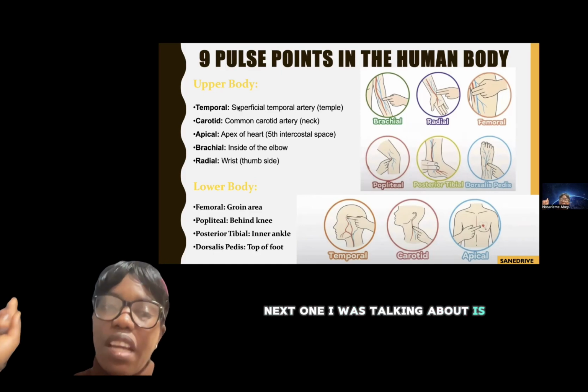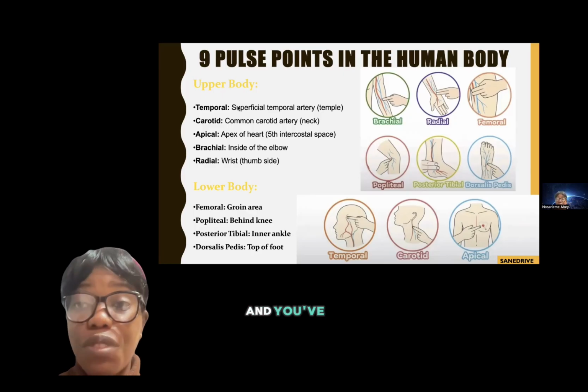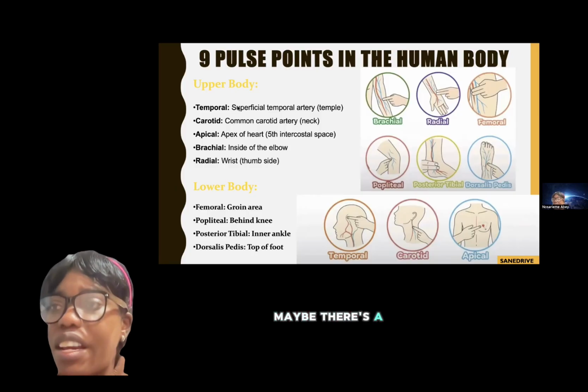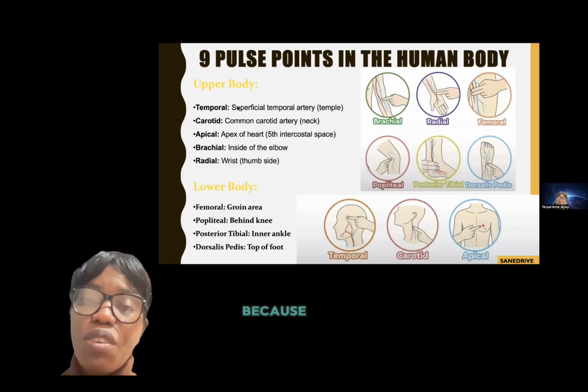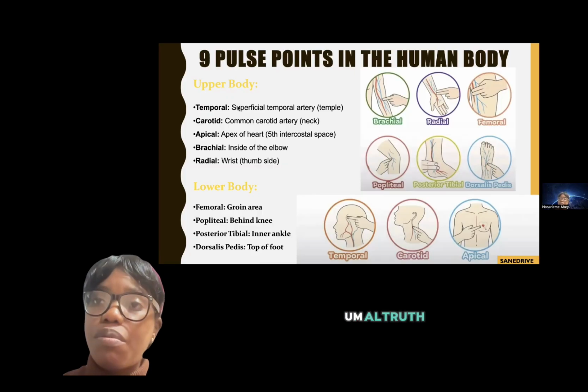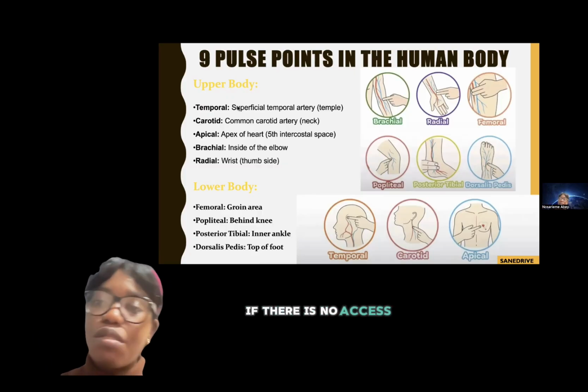The next one I'll be talking about is the carotid. I'm taking it from the upper part of the body. The carotid pulse is around our neck, and you've seen occasions when there is an emergency, maybe a cardiac arrest, a medical practitioner will quickly check the carotid pulse because it's usually the one closer to the heart output. So whatever is coming from the heart, this is the first place that may be able to quickly feel it if there is no access to other parts of the body.